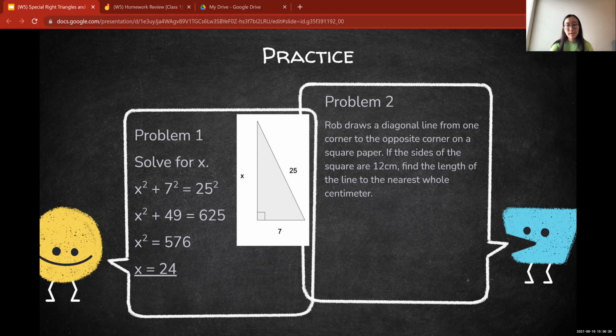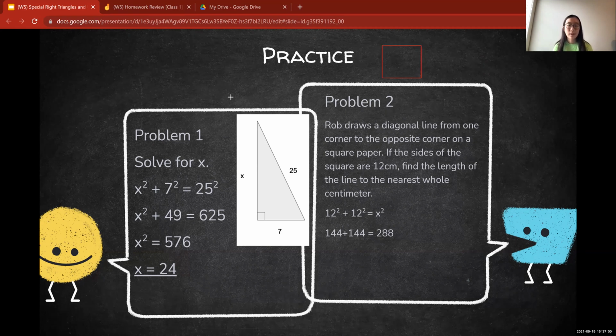Okay, the correct answer for problem 2 is 17. So nice job. For these types of problems, it's often very helpful to draw a picture. So let's do that. Remember, it's a square piece of paper. So if you draw a diagonal line across it, you're going to have two legs that are the same length. And the length of those legs is 12.